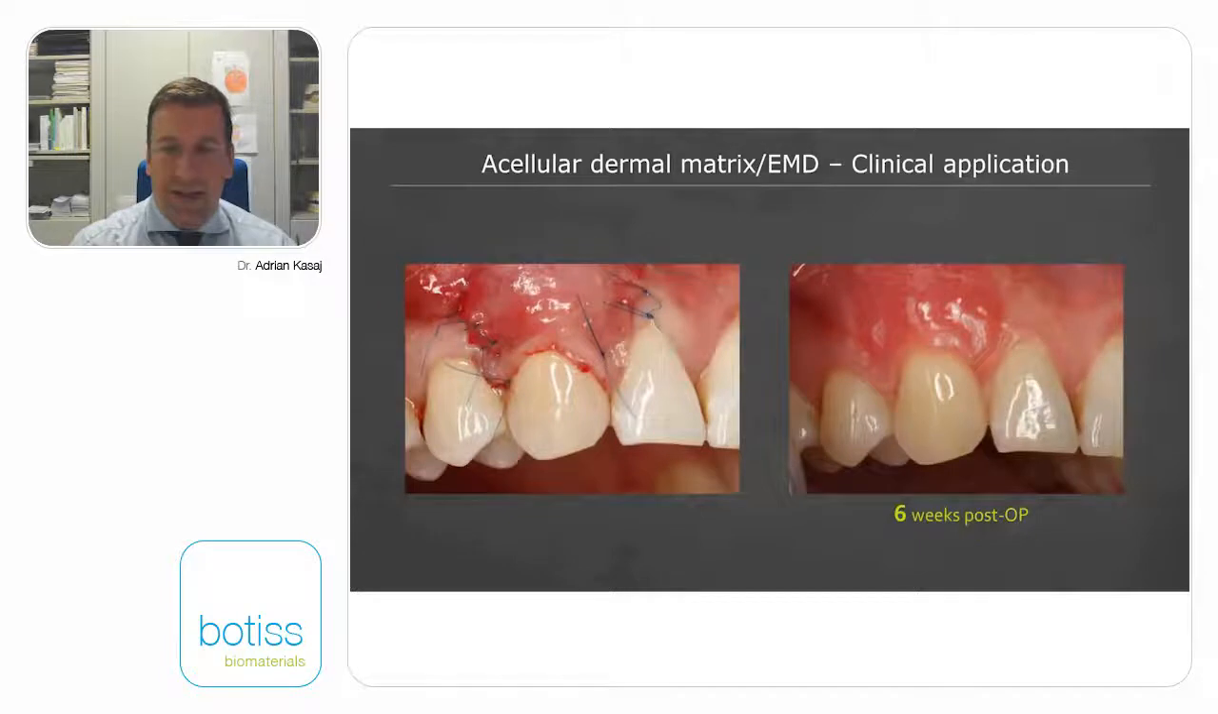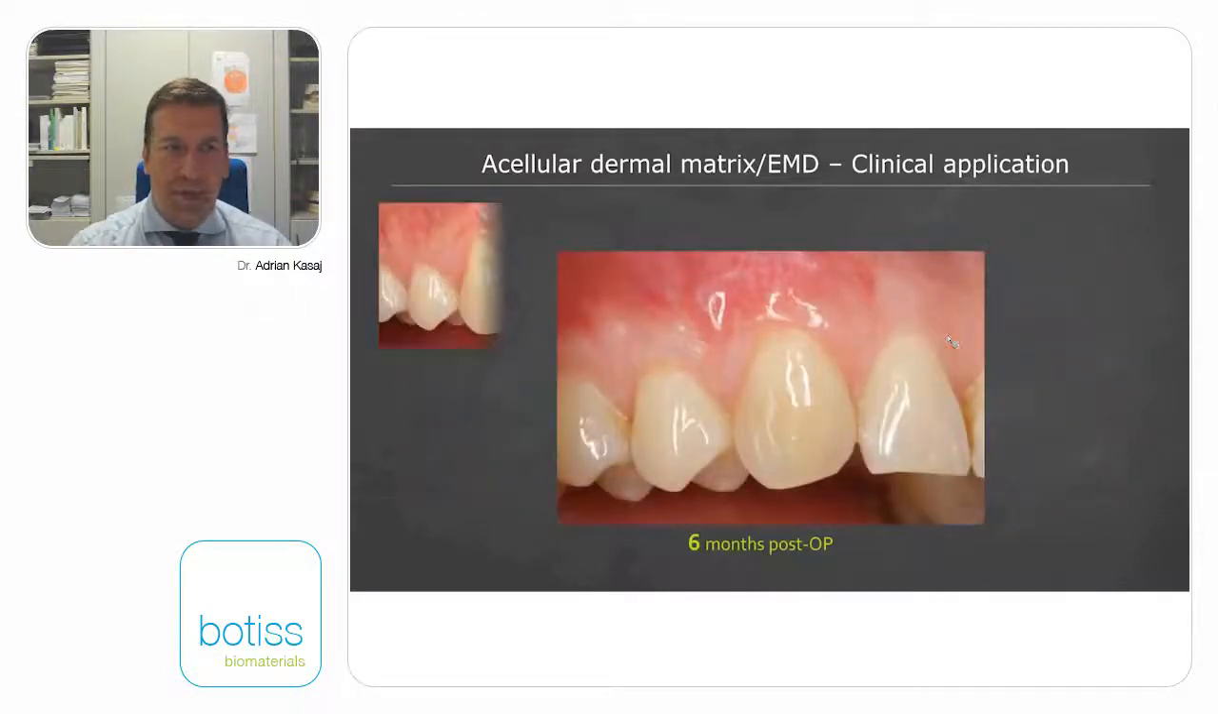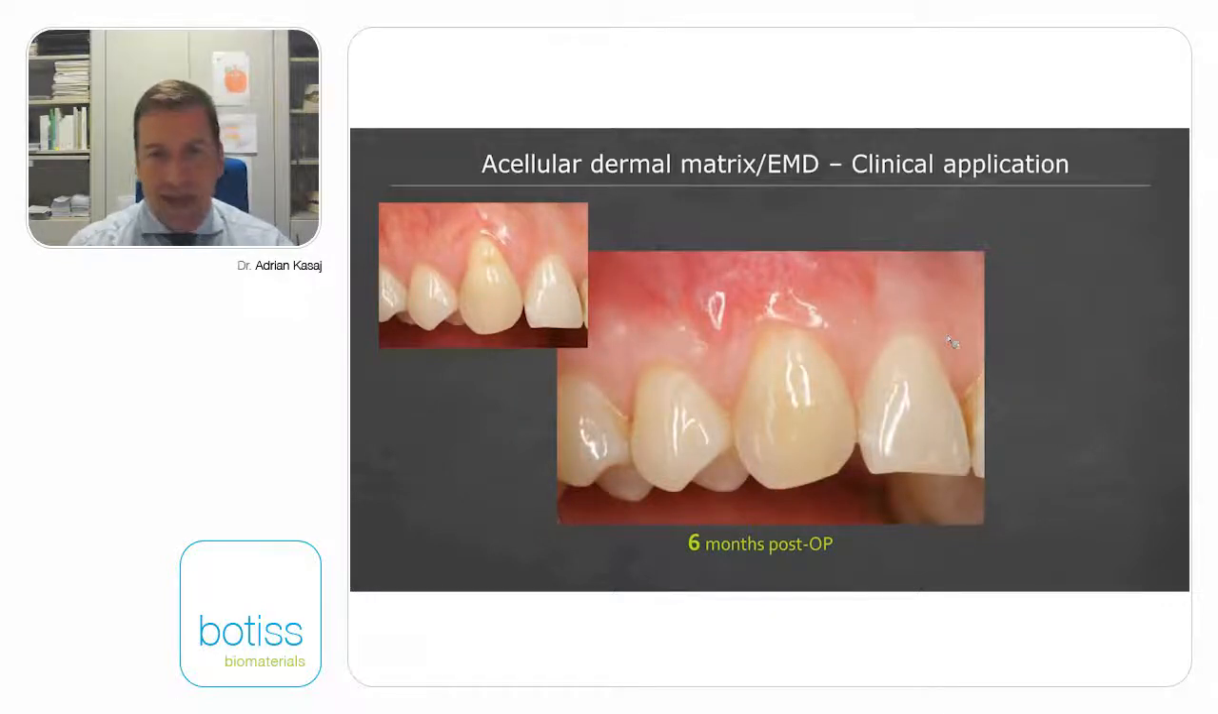Again, the application of Emdogain and the dermal matrix. You can see here the clinical situation 6 weeks post-operative and 6 months post-operative in comparison to the baseline situation. In this case, you can see also some thickening of the tissue, sufficient root surface coverage.